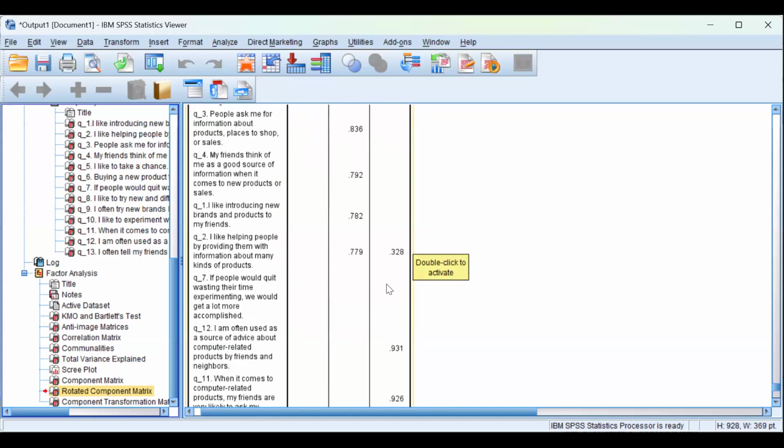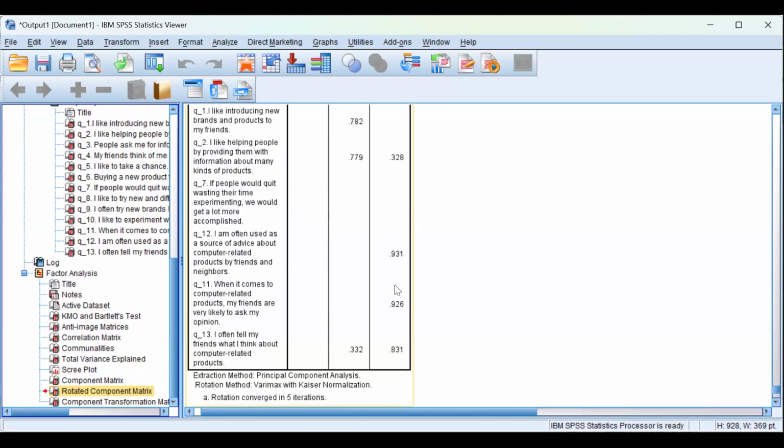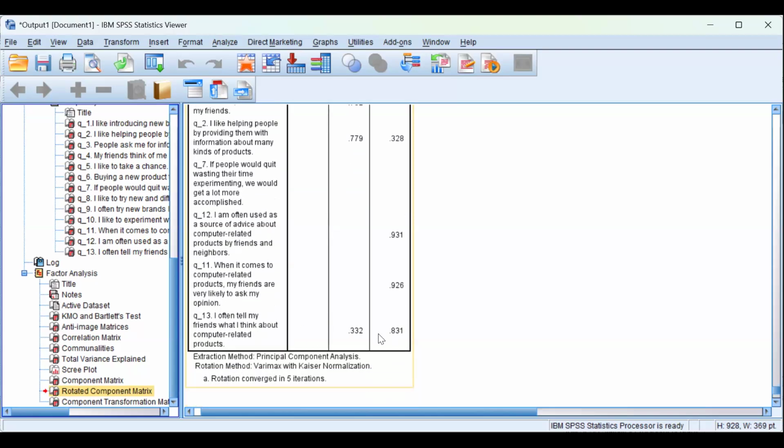Now look here, Q7 is not getting loaded at all. We already had two indications above, from the earlier image and the communality table. Third indication, it is not getting loaded. So this is the time when you should say that Q7 is not getting loaded and has communality less than 0.5, so you can delete your item Q7. Here also Q13 is getting loaded at two places.